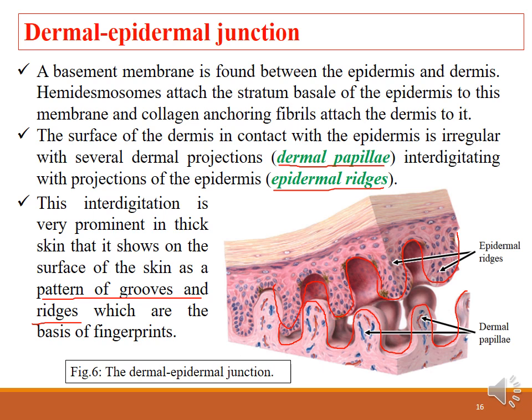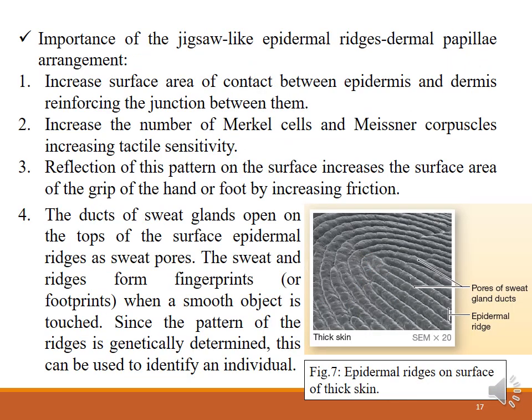Now, why is this important? Why is this jigsaw-like arrangement of the junction between the epidermis and dermis important? It is important because, first, it increases the surface area of contact between the epidermis and dermis, thus reinforcing the junction and making it stronger. Second, it increases the number of Merkel cells and Meissner corpuscles, thus increasing tactile sensitivity.